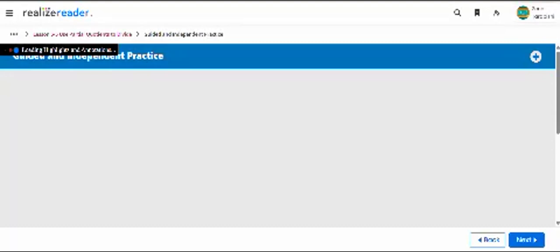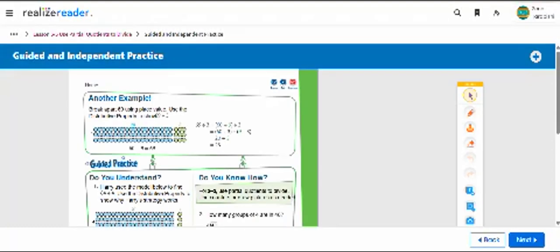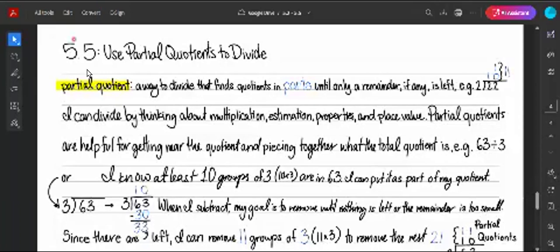Let's go ahead and begin our guided practice. And so here's another way that we could solve by, of course, breaking it apart into place value using the distributive property. So for 5.5, you're using partial quotients to divide. A partial quotient is a way to divide that finds quotients in parts until only a remainder, if any, is left. For example, here we have 22 divided by 2. And so you'll notice that I have a 10 here and I have a 1 on top of it because I'm going to combine both of them. And these are our partial quotients. Then when we combine it all, that is our actual quotient.